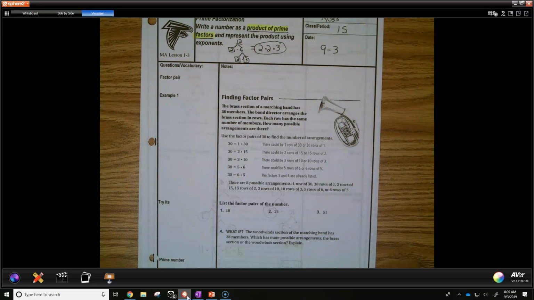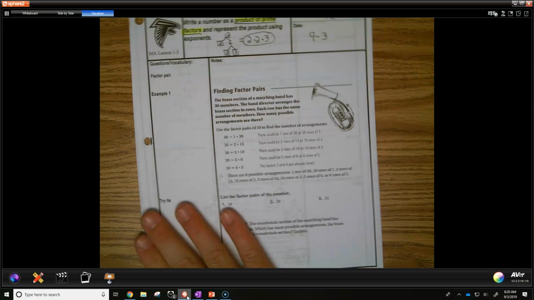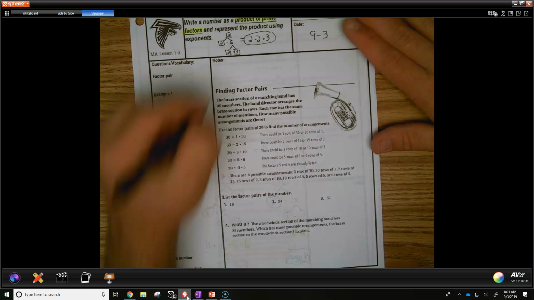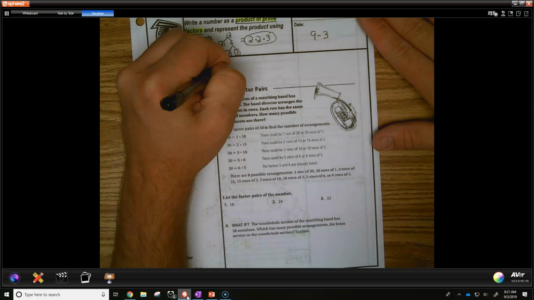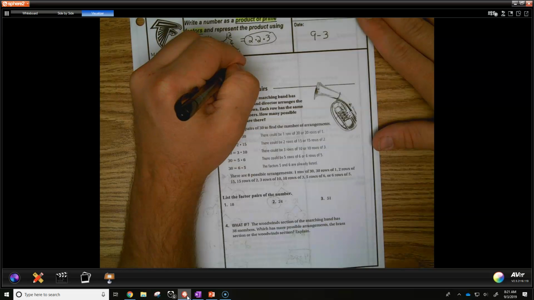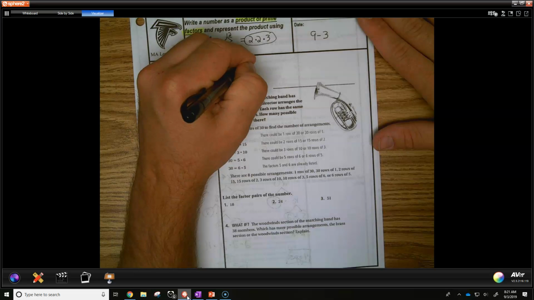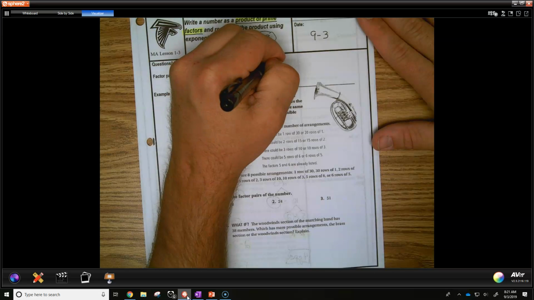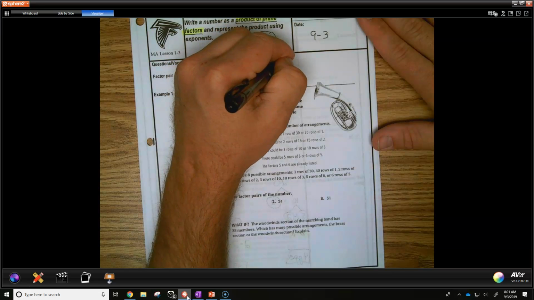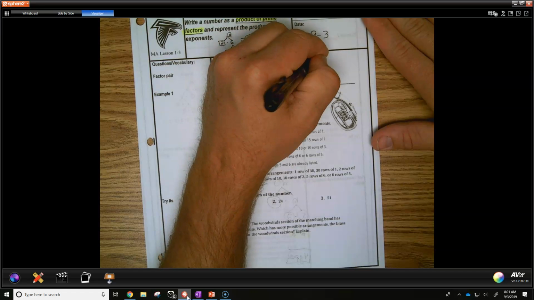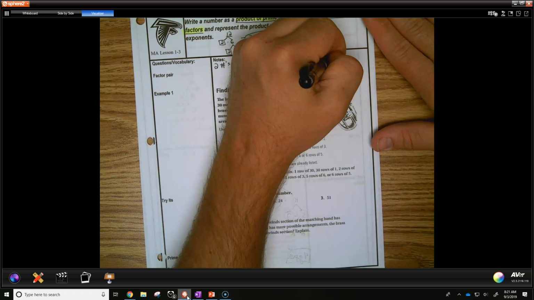So, how do you think we can identify what a factor pair is? What do you think? I'm going to write it down. Two numbers multiplied together for a given number. Pretty close to what you said.